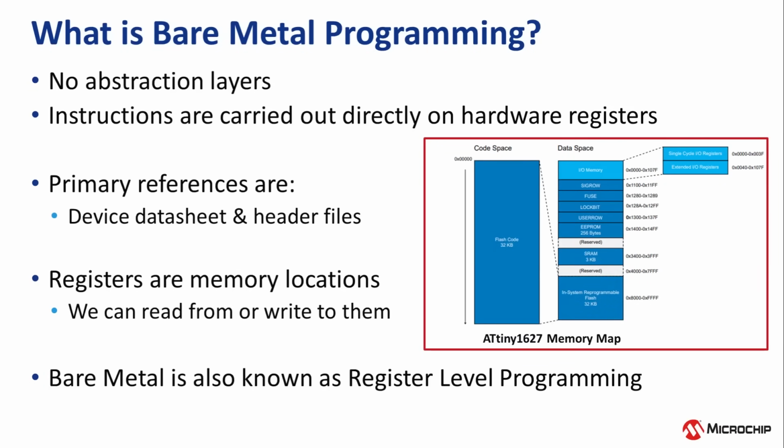Bare metal refers to a computer operating without any abstraction layers where it is executing its instructions directly on logic hardware, which are the microcontroller's registers. At this level of programming, the primary references tend to be the device datasheet and header files. But then what are registers? Registers are simply locations in memory that we can write to or read from. Because of this, bare metal programming is also sometimes known as register level programming.